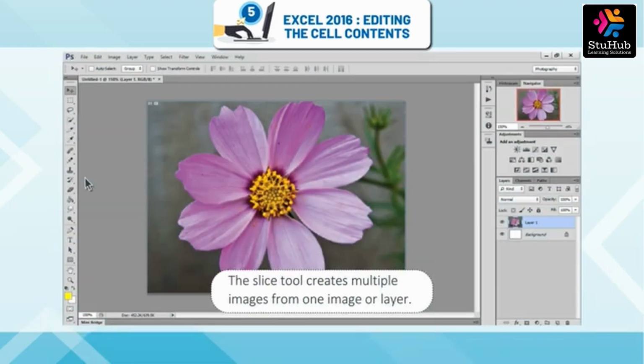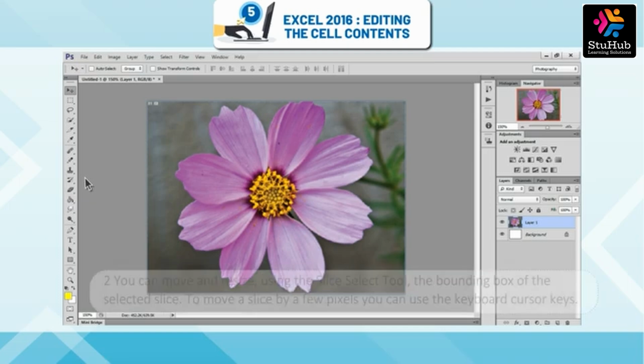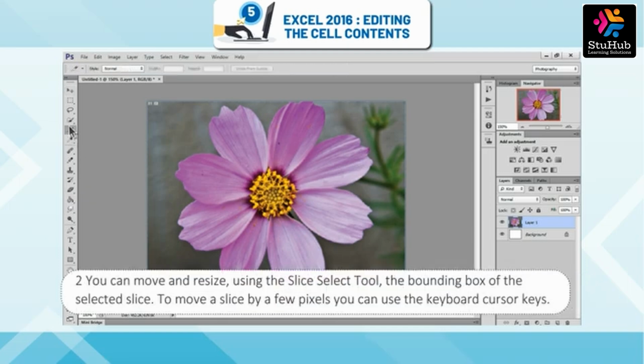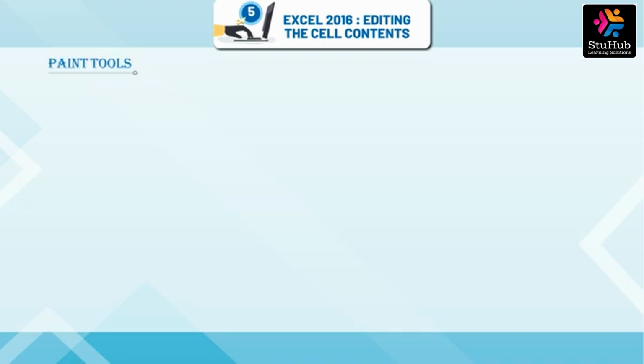Slice tool. The Slice tool creates multiple images from one image or layer. Slice Select tool. Select the Slice Select tool and click on a slice to select. You can move and resize the bounding box of the selected slice using the Slice Select tool. To move a slice by a few pixels, you can use the keyboard cursor keys.